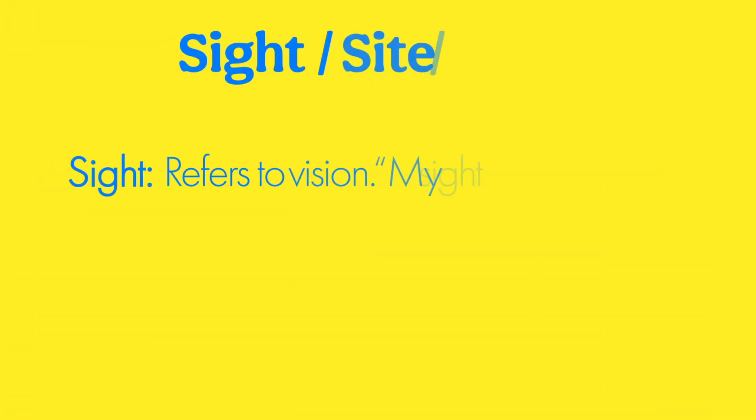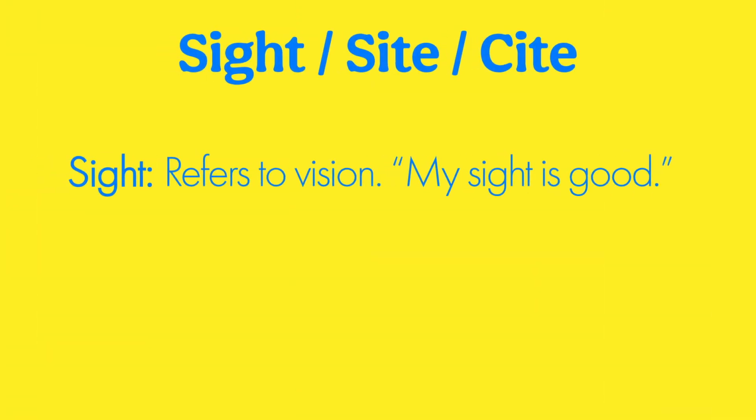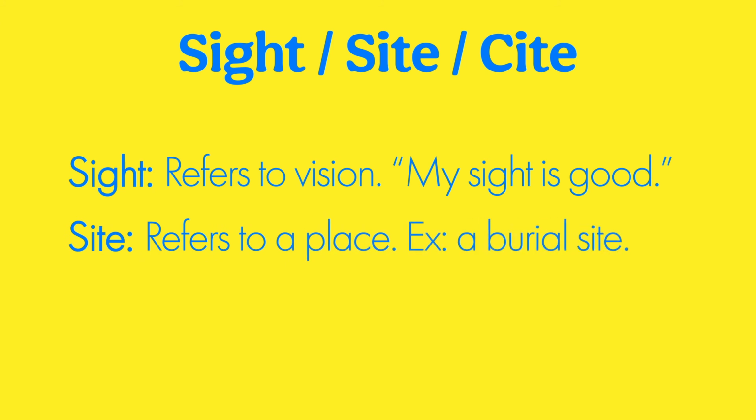Okay, so the next one I want to talk about is sight versus site versus cite. So sight, S-I-G-H-T, refers to vision, right? Like my sight is good. Oh, what a sight for sore eyes, something that you see. Whereas site, S-I-T-E, is referring to a place. So a burial site, or like a construction site. So a site is referring to a specific place, S-I-T-E.